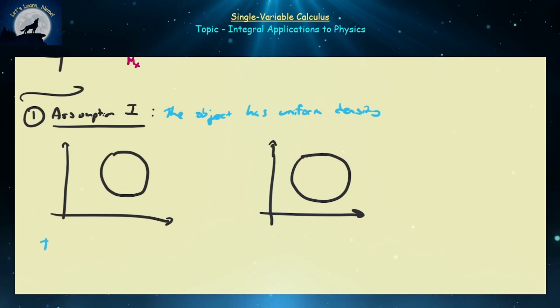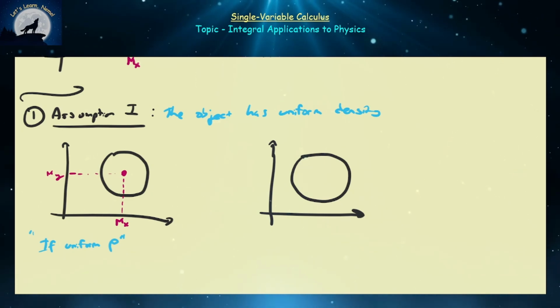So if it has uniform density, which I'm going to abbreviate by the Greek letter rho, you should be able to balance this about this particular point. So this would be mx, and this would be my, and the center of mass for a circle should be the center of that circle.